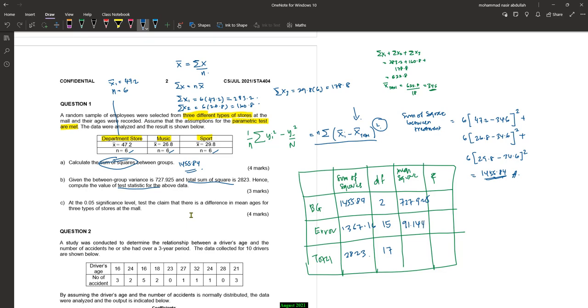So this one should be equal to 91.144. So to get the F value, here the question says compute the value of test statistic. So it should be this way, very simple. 727.925 divided by 91.144. So this one should be equal to 7.9865. Okay?